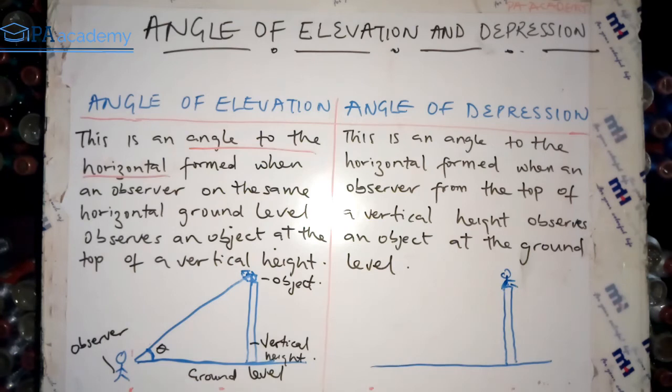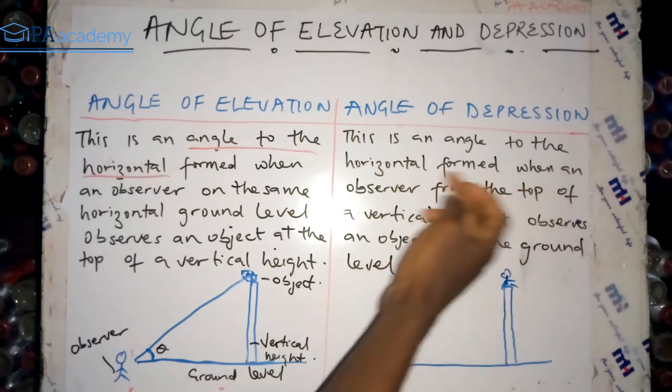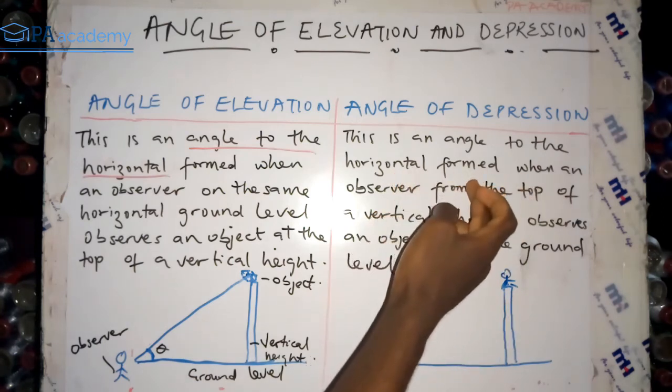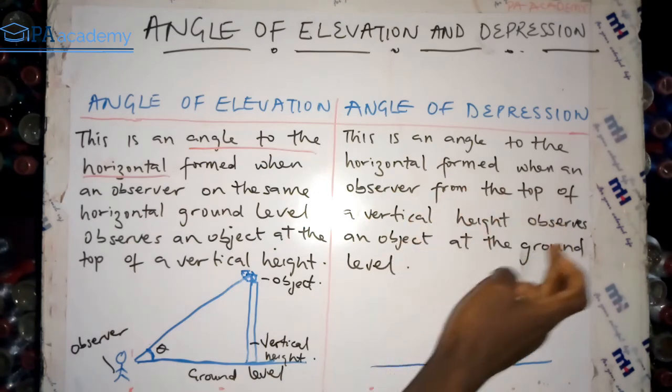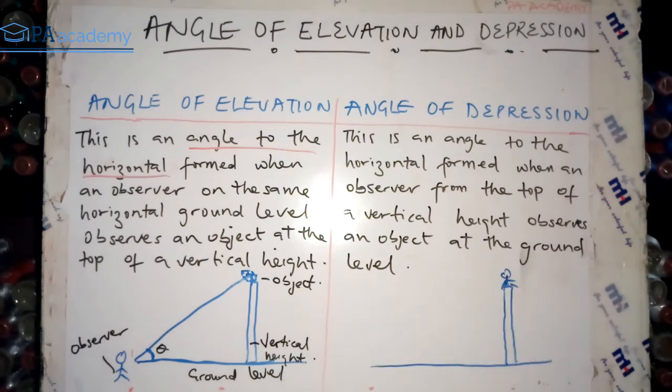This is an angle to the horizontal formed when an observer from the top of a vertical height observes an object at the ground level. So this is the observer. Let's draw our object. Let's say the observer observes a box. Don't mind my drawing. Now this is the box, and the observer observes, from the top, a box at the ground level.